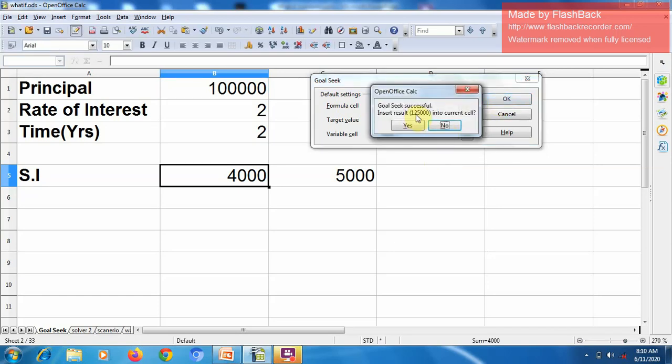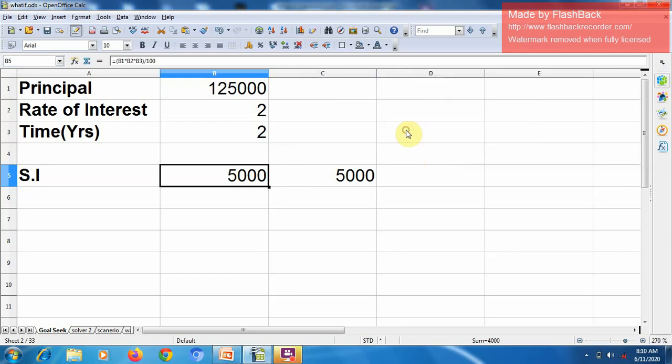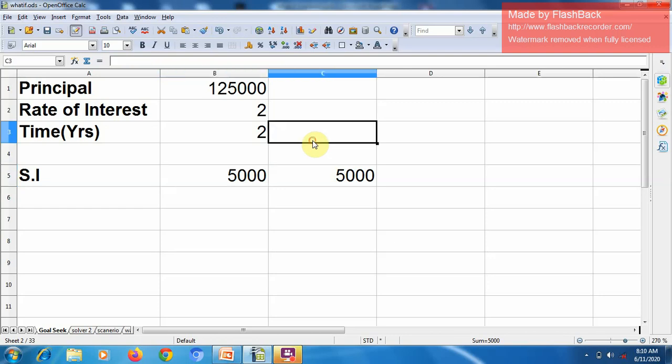Goal seek successful. Do you want to insert the result? Yes. Now, the tool gives us the result. If we want to achieve 5000, we have to invest 1,25,000. Okay, this one is goal seek.